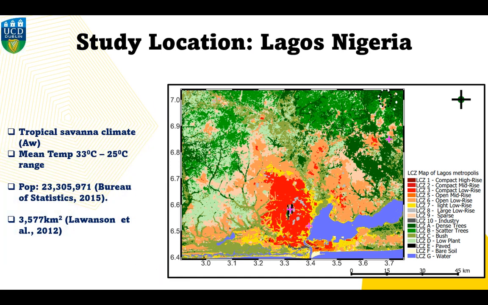Lagos, Nigeria is in the tropical savanna climate. The mean temperature of the city is between 25 and 33: 33 in the driest months of the year, which is around February and March, and 25 in the rainy season, which is around August. Population is about 23 million as of 2015, increasing by about 3.2% every year. The population density is very high, about 3,500 per square kilometer, which makes it one of the densest cities in the world.